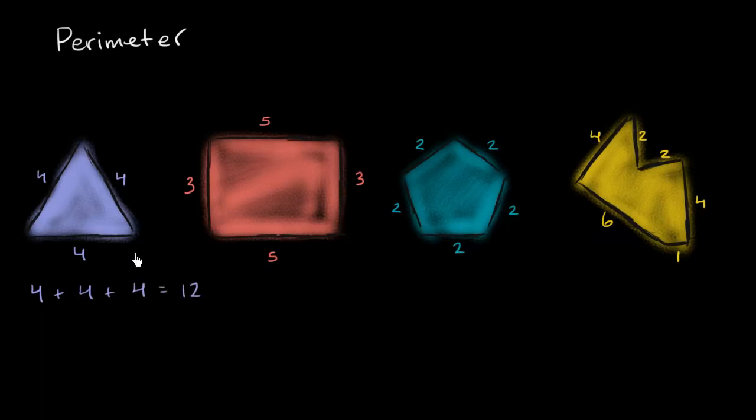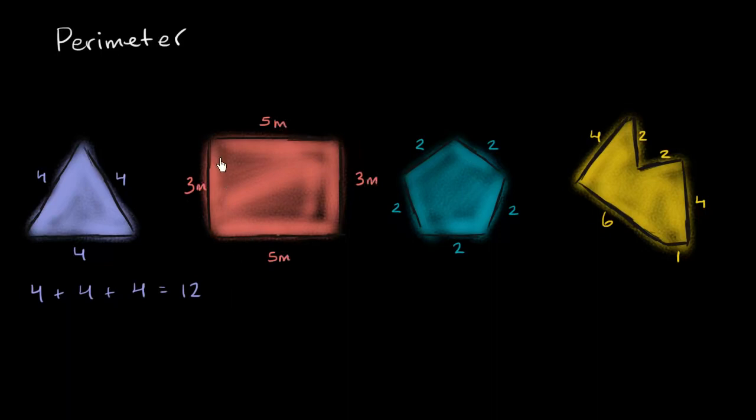Now I encourage you to pause the video and figure out the perimeters of these three figures. Well, it's the exact same idea. We would just add the lengths of the sides. So let's say that these distances are in meters. So let's say that this is 3 meters, and this is also 3 meters. There's a rectangle here, so this is 5 meters. This is also 5 meters.